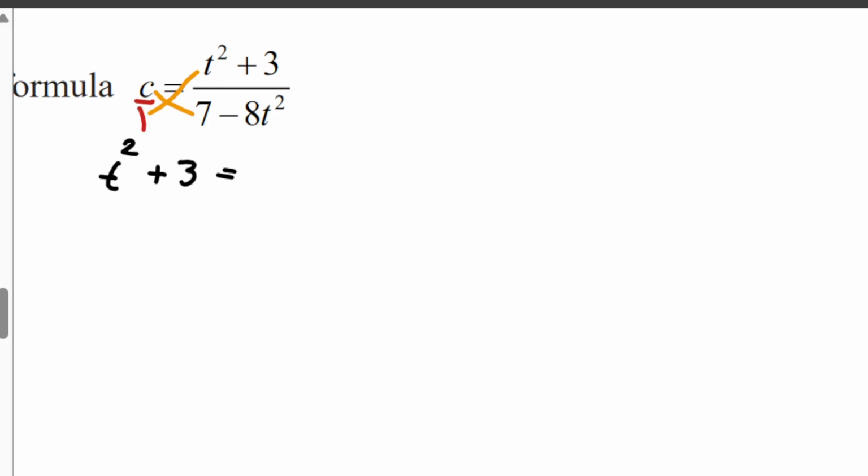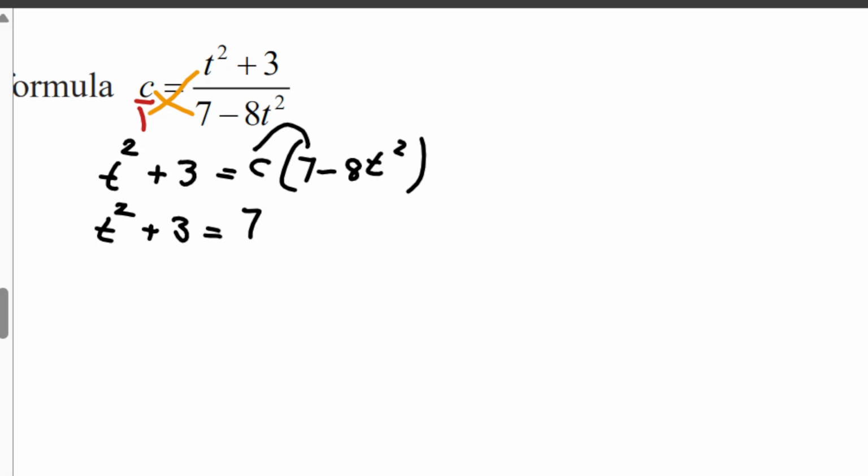That equals c times 7 minus 8t squared. I'll just write the c first. It's c and then times 7 minus 8t squared. That's good. Now expand these brackets on the right side. So the t squared plus 3 stays. c times 7 is 7c. Minus c times 8t squared is 8ct squared. That's very good.